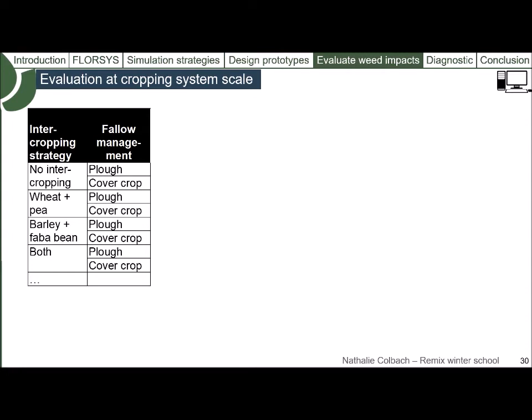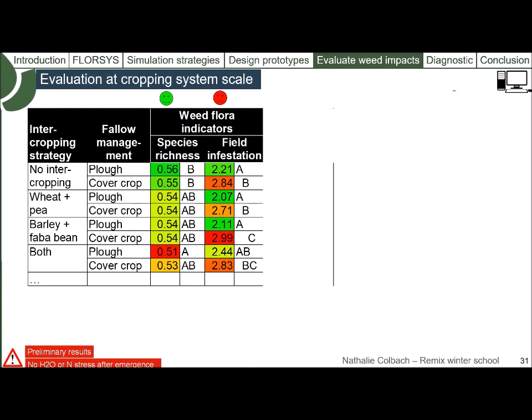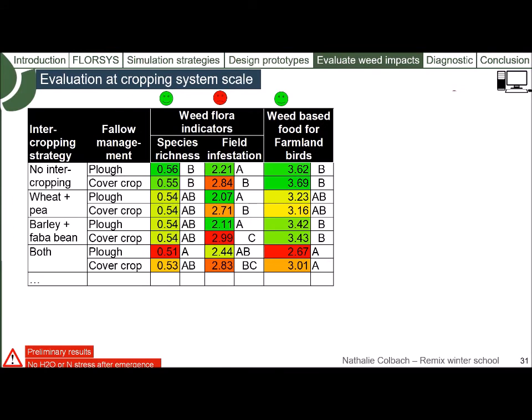For each of these columns, the cells were colored from green, which means the best situation, that means the highest biodiversity or the highest production, and the lowest wheat harmfulness, to red, which means the lowest biodiversity, the lowest production, or the highest wheat harmfulness. We do not have the time to go into all the details.